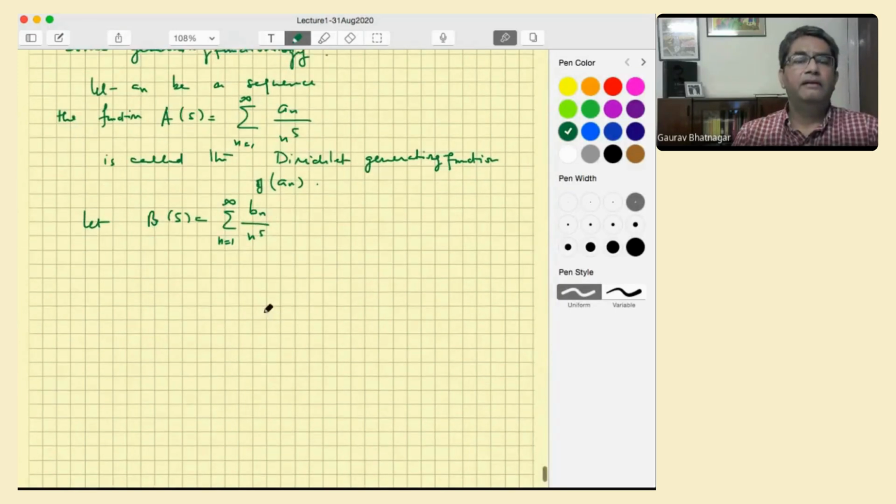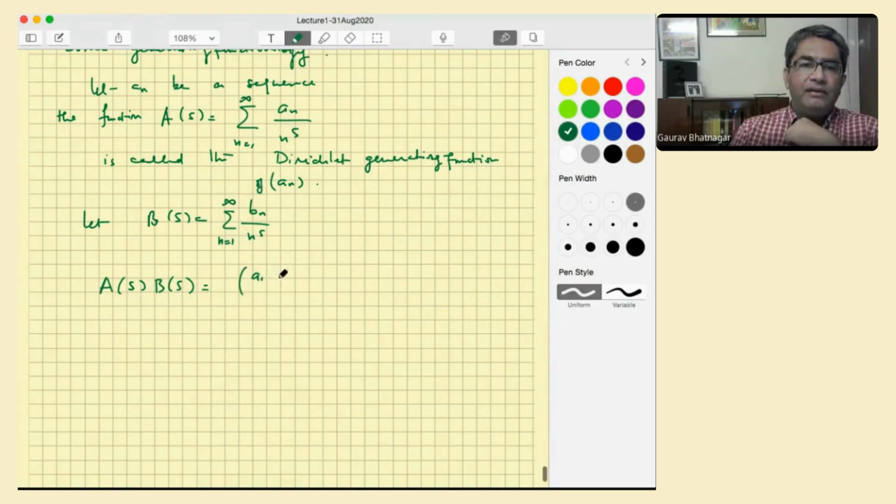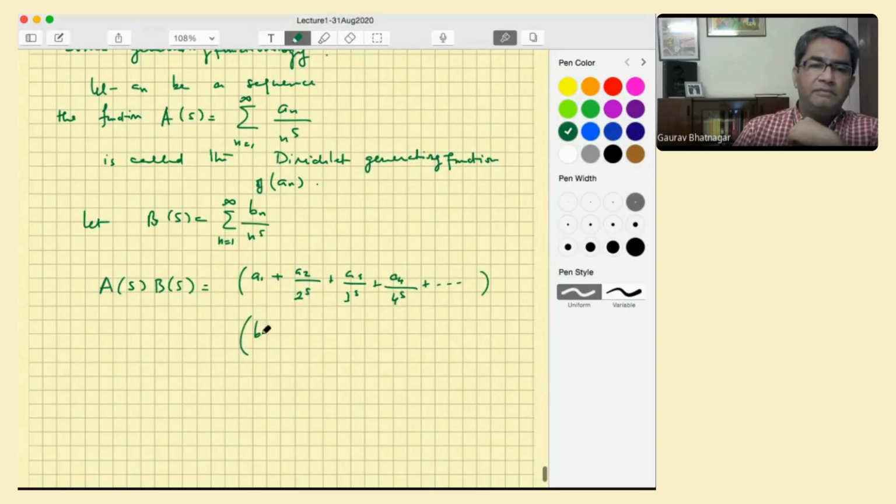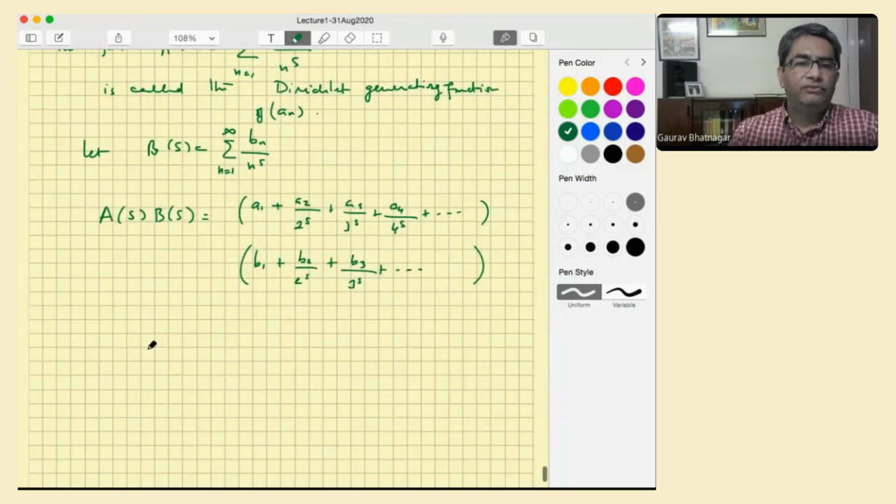B of N, right? So then what is A(s) times B(s)? Let's just work it out. It's (A1 + A2/2^s + A3/3^s + A4/4^s) times (B1 + B2/2^s + B3/3^s). So the first term is A1 B1.